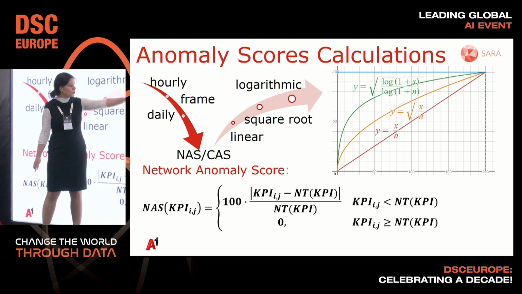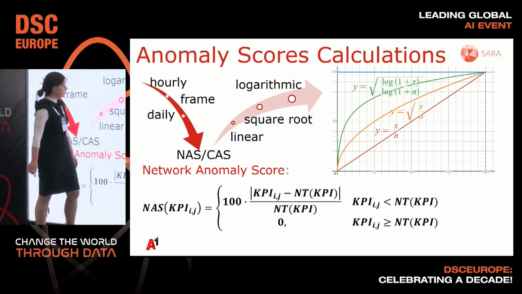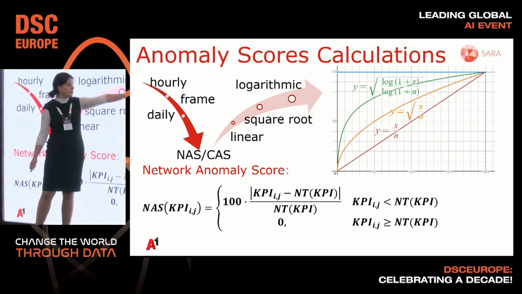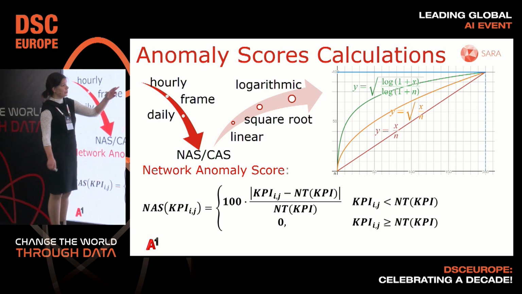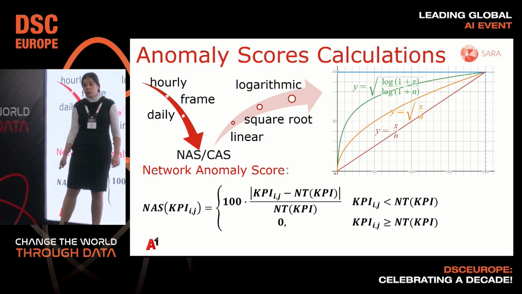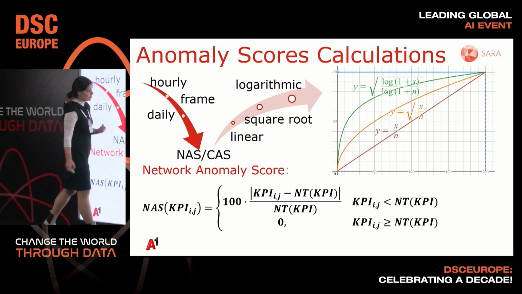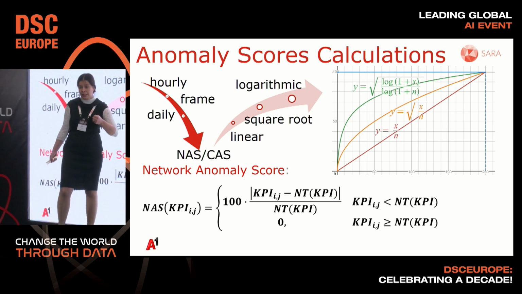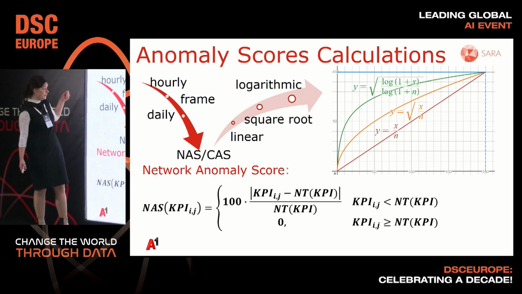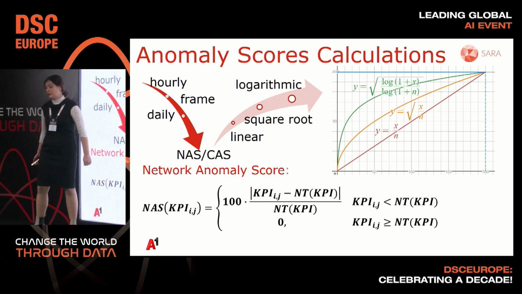With the linear approach, we will have an anomaly score equal to 50. With a square root approach, we will have approximately 71. And with the logarithmic approach, we will have approximately 87. So we want to measure not only the anomaly scores, but we want to see the impact of the number of attempts or traffic that these weighted KPIs have, to rank cells in our final table.